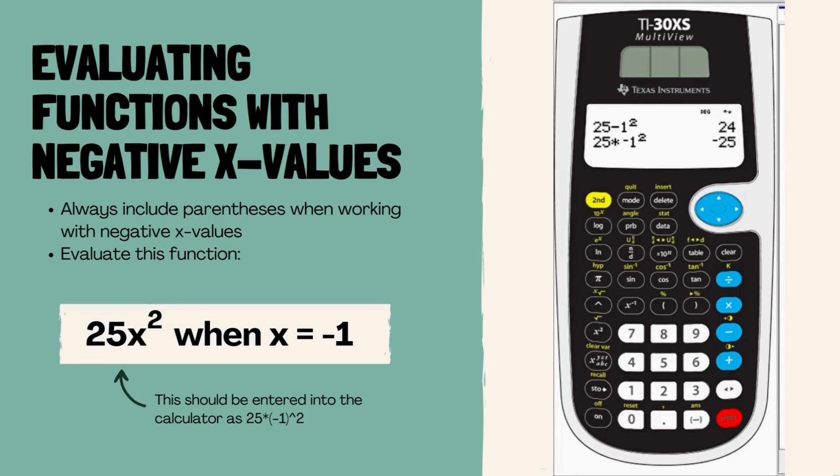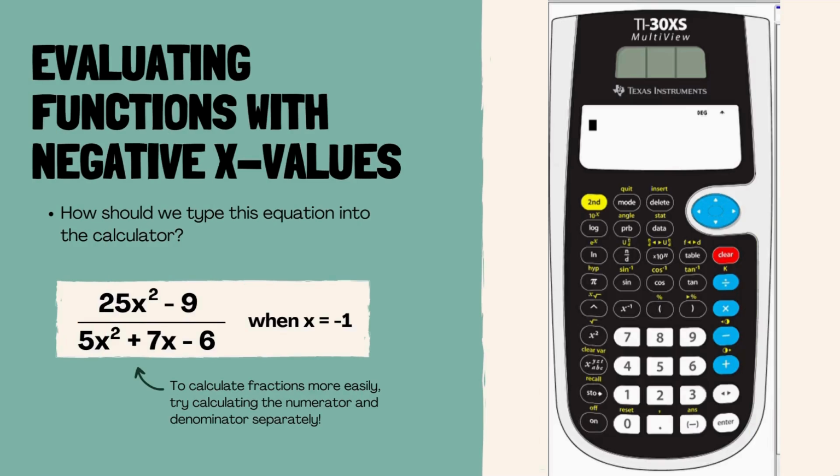So I should instead be typing 25 times parenthesis -1 close parenthesis squared. And this gives me positive 25, which is the correct answer. And we could also type this in as a quicker way, not by much, as 25 parenthesis -1 close parenthesis squared, and this will also give us the correct answer.